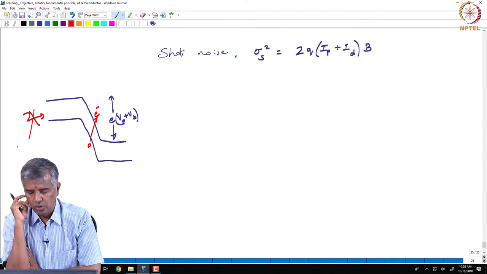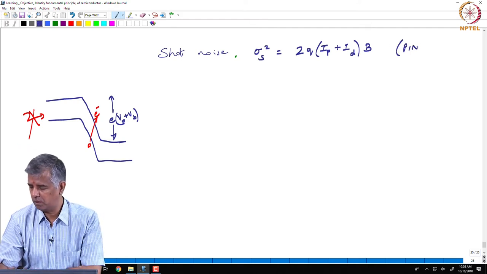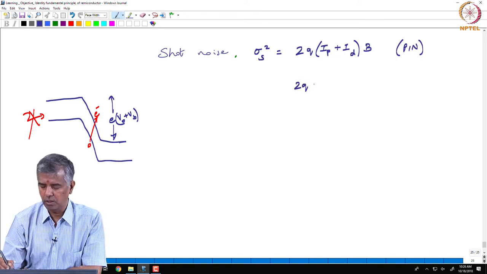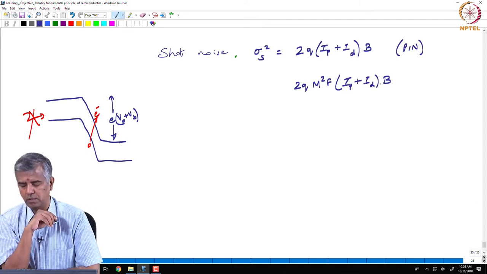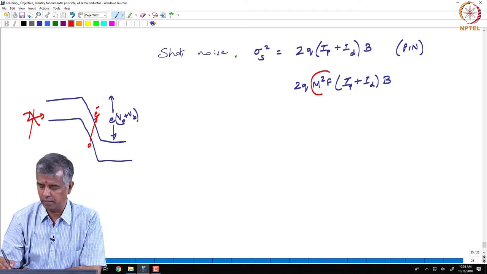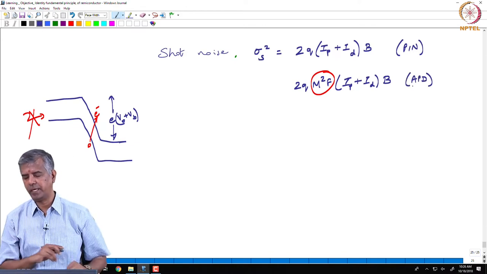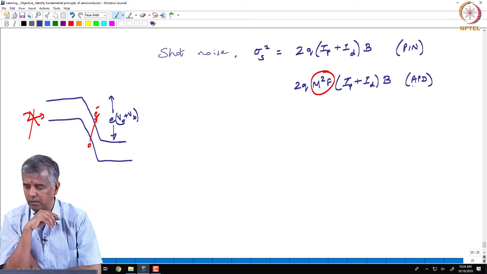So you have this sort of an expression for your PIN photodiode. And when it comes to an APD photodiode, your total noise is going to be something like this. There's a factor m square multiplied by F that comes about in an APD. Once again, I'm not deriving that formula. It's a fairly long derivation.